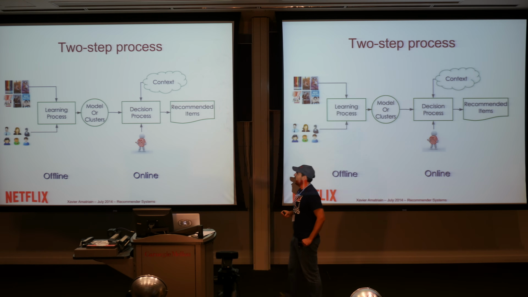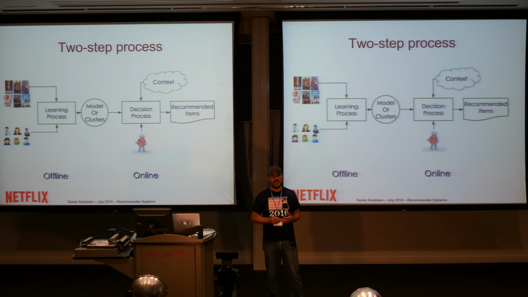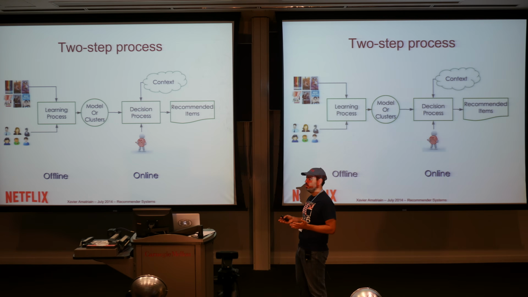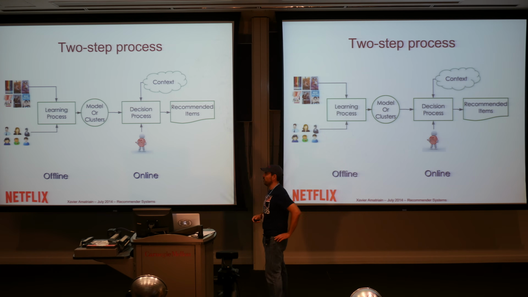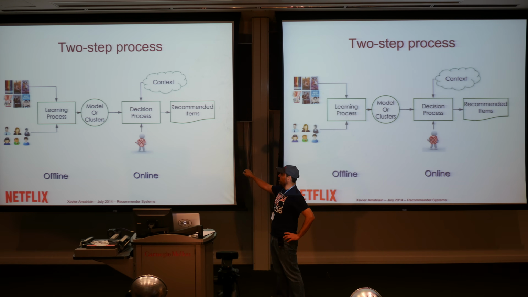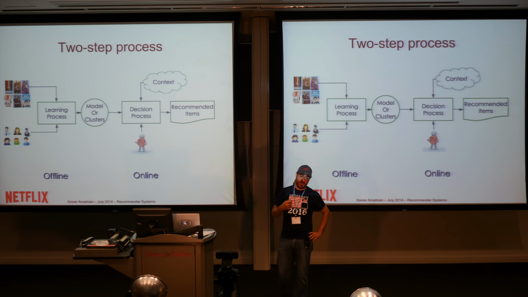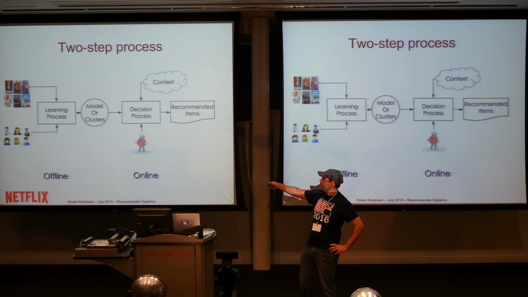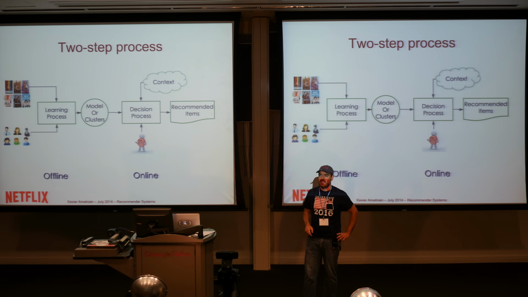So another way to look at this, and actually this is a way to look at many of the machine learning-based applications, is as a two-way process. We usually have two different processes that happen when we do recommendations. We have an offline component, which may happen or not, depending on the model that you use. Basically, there is a learning process in which you have users and items, and you're building some kind of model, some kind of clustering approach, for example. And then online, you have some context, and you have a decision process, and then you recommend the items, right?